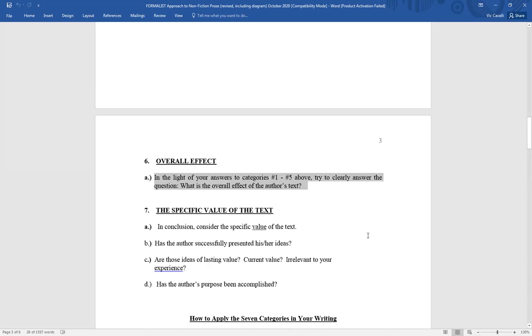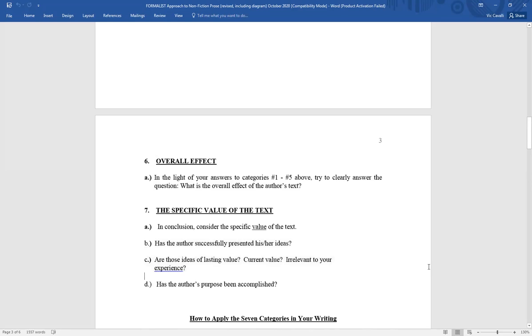And then the specific value. What's the value of the text? Has the author been successful? Are the ideas of lasting value, for example, with Rosen and the music industry? Is it of lasting value, this idea that music cannot cause action? Has she convinced you of this? If so, that's great. If not, then be clear about it. So that's what you do for the reading portion.